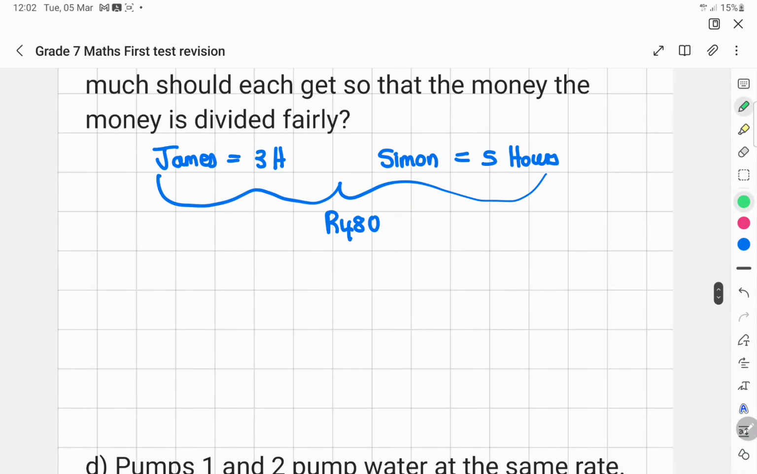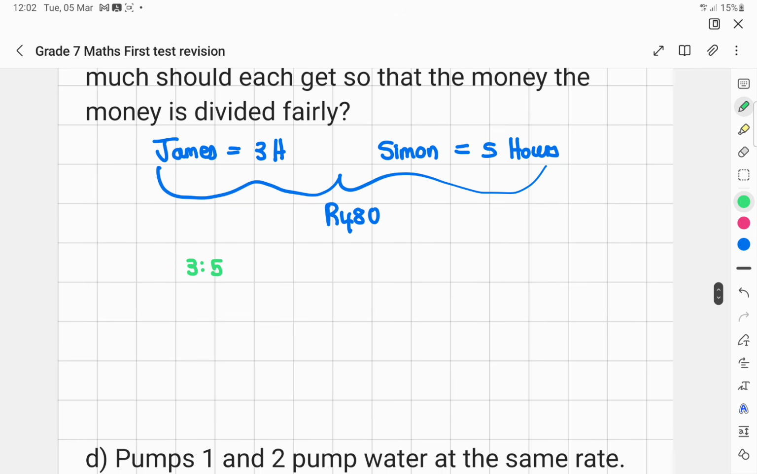Okay, so I'm going to write it up as a ratio. James worked 3 hours and Simon worked 5 hours. So obviously Simon should get more of the 480 Rand. Do you agree? Why? Because he got the biggest ratio part. He worked the hardest. So now I'm dividing 480 into the two ratio parts. Do you see? So taking that money, I have to divide it between them.